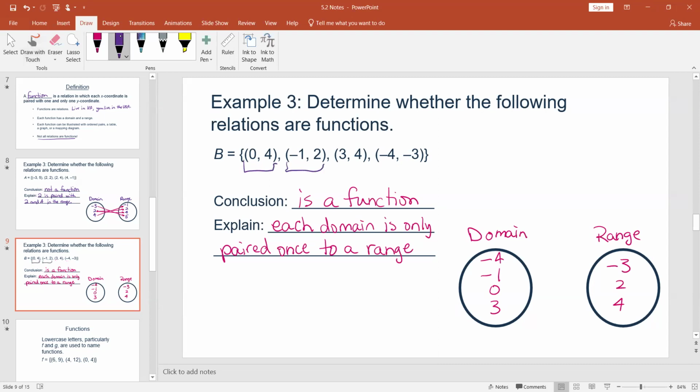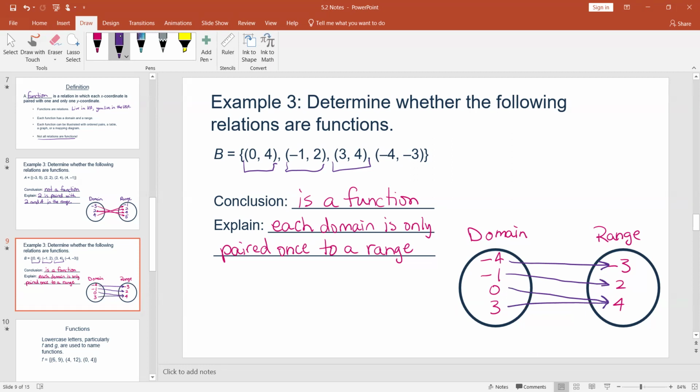So let's draw our lines. 0 to 4 is right here. -1 to 2, start at -1, draw a line to 2. Got that one. 3 to 4 is here. And -4 to -3 is right here. Now, you'll notice that for the 0 and the 3, they both are linked to 4. If I wanted to do that really neat, do it this way. Maybe I can, like that.